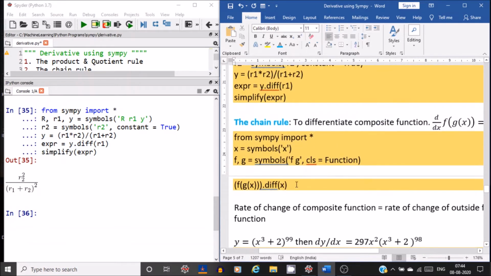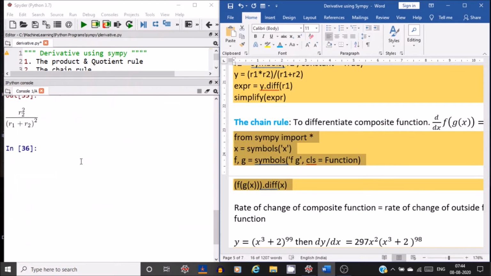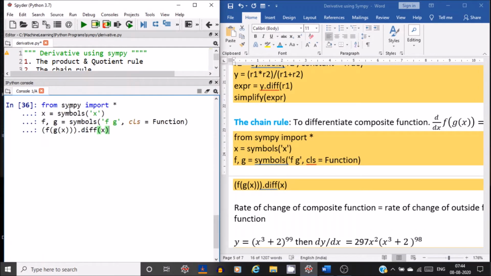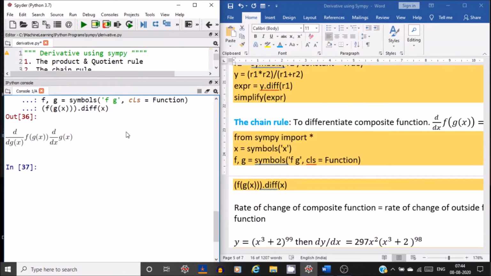So to implement this, we have to execute these lines. From SymPy import asterisk, x is equal to symbol, and f and g both are functions. So g(x) is the inside function, and f is the outside function. We have to differentiate this whole thing with respect to x, and we can see the result. So this is the result: d by dg(x) f(g(x)) into d by dx g(x).